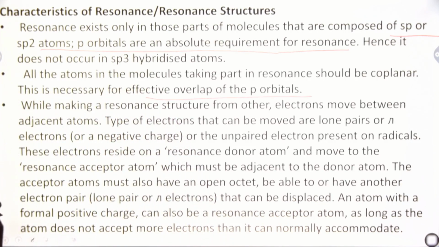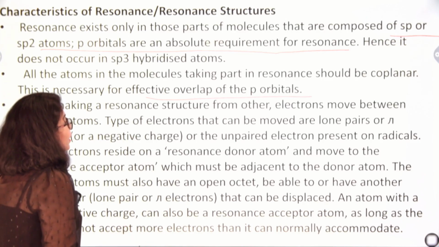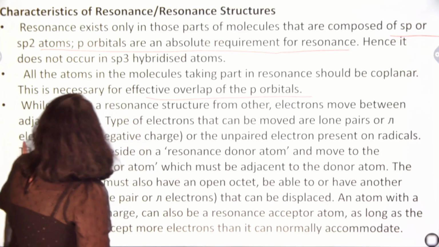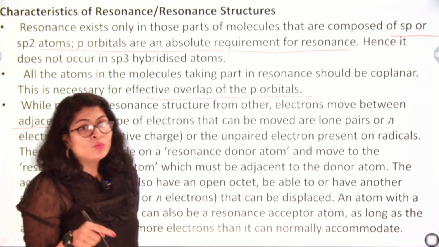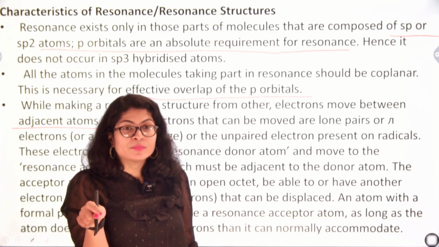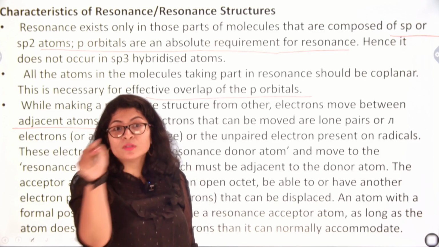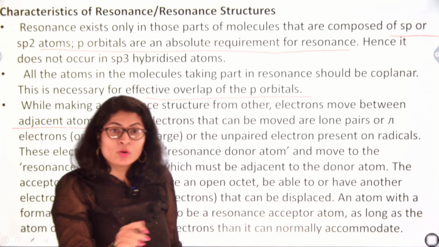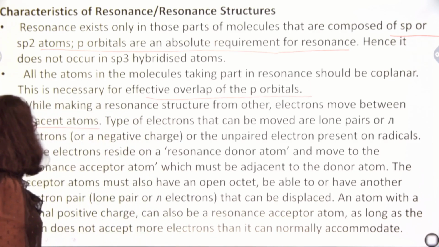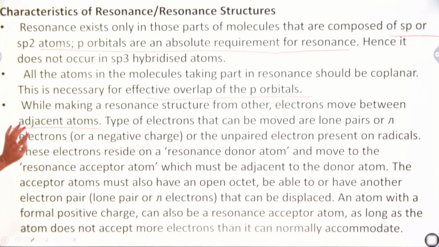While making one resonance structure from another, electrons move between the adjacent atoms. Only the electrons can move between the adjacent atoms. It cannot shift from the first carbon to the third carbon. It has to shift from the first to the second. Only adjacent carbons are shifted. Adjacent atoms, so two adjacent atoms, it is shifted.